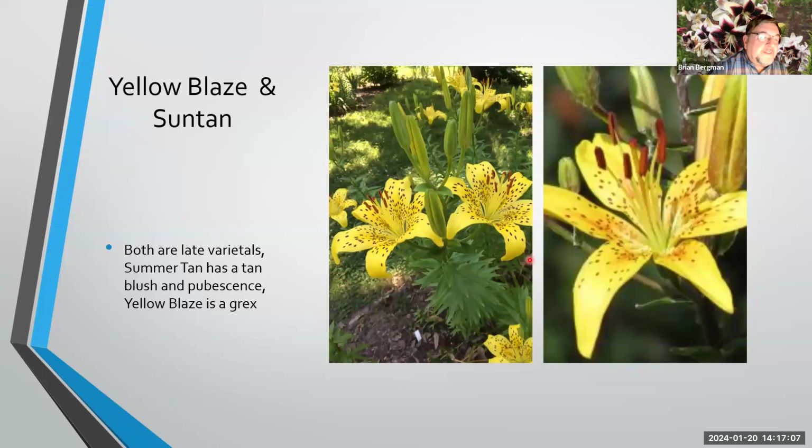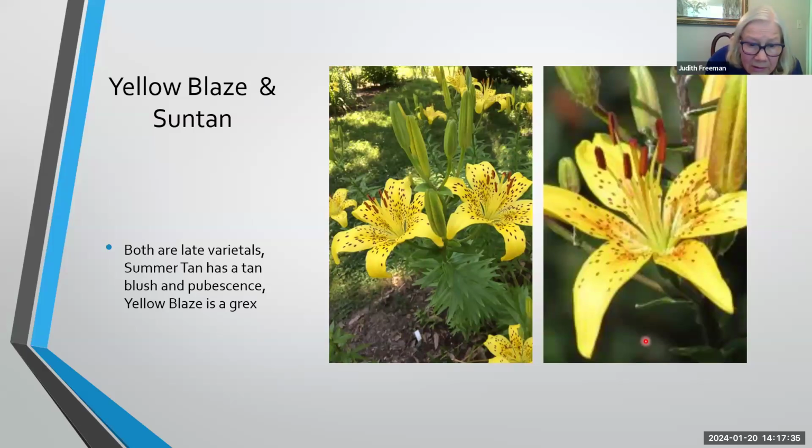And then we have Yellow Blaze and Suntan. These are the last of the Asiatics basically to bloom. And the difference is you look at the buds, you look at the stem color, you look at the anthers, you look at the stigma, and then you have to look at the shape of the flower and the color of the petals. Suntan was well named because it's yellow with a little flush of pink.